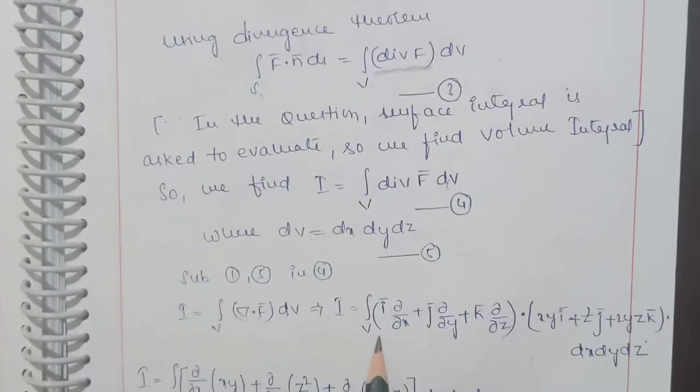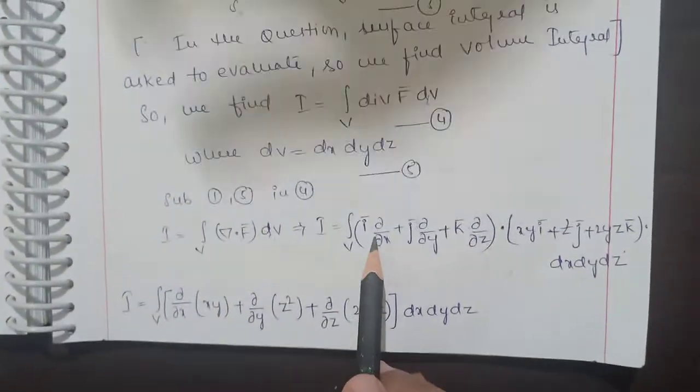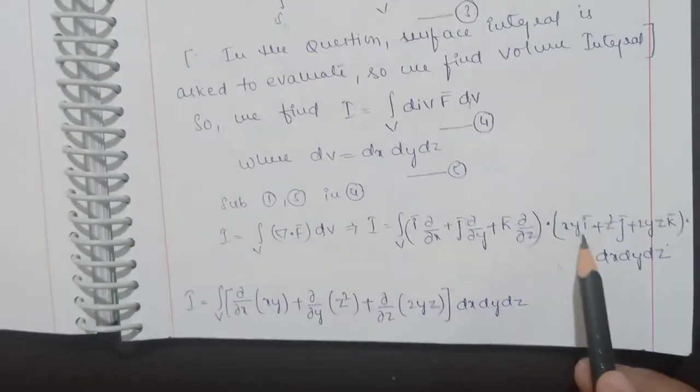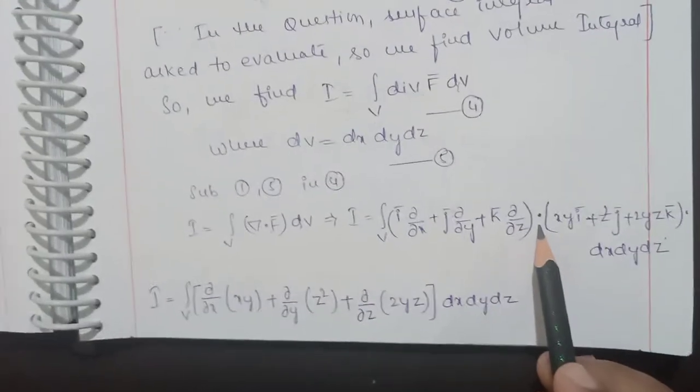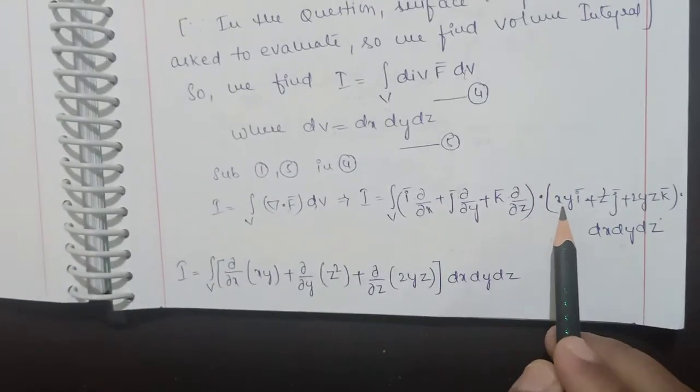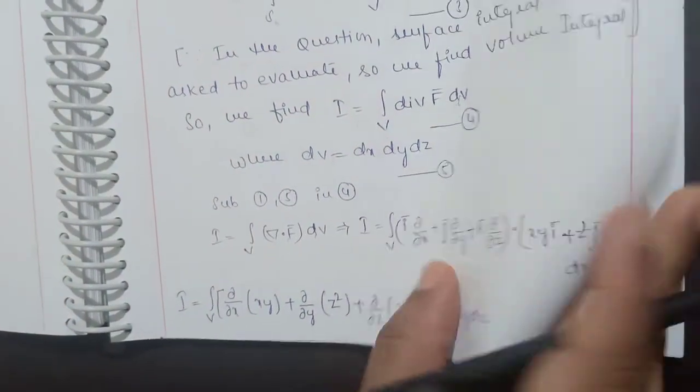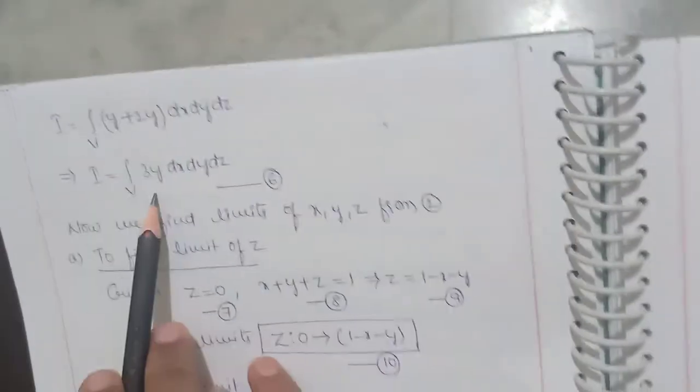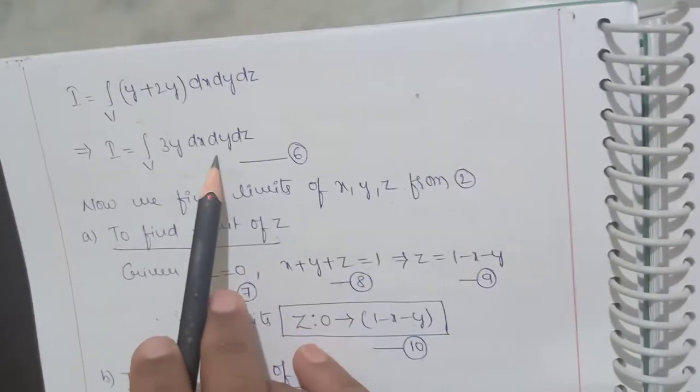So now we are going to substitute del is equal to i bar into dou by dou x plus j bar into dou by dou y plus k bar into dou by dou z. F bar is given in the question. By using our dot product, we will be simplifying these two values. On applying the dot product and simplification, we get I is equal to volume integral 3y dx, dy, dz.